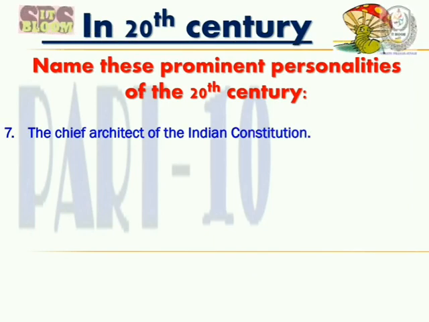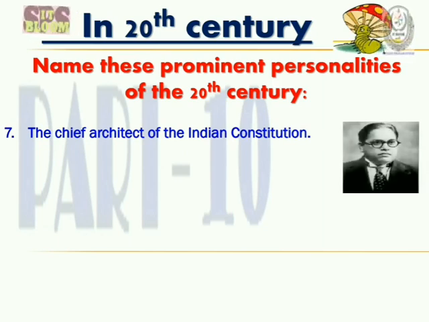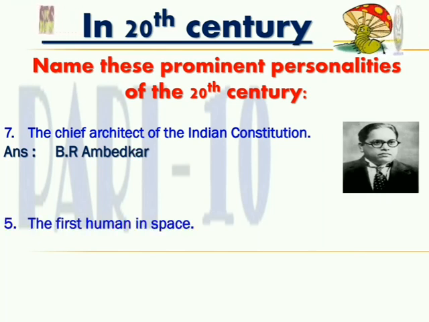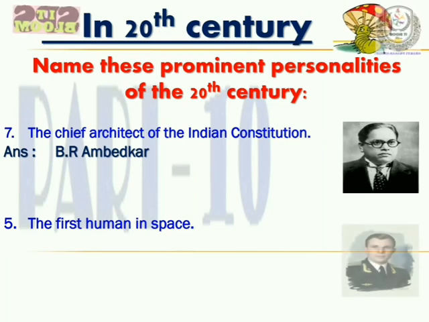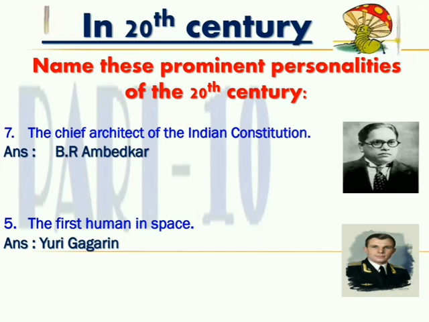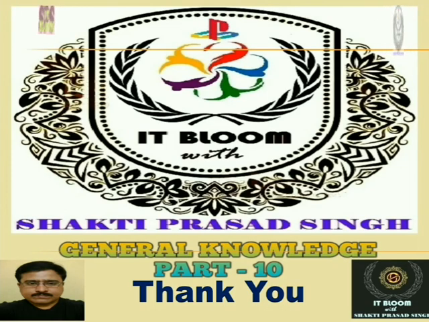The next, seventh number, the chief architect of the Indian Constitution. And here is the picture. The answer is B.R. Ambedkar. Number eight, the first human in space. Here is the picture. The answer is Yuri Gagarin.